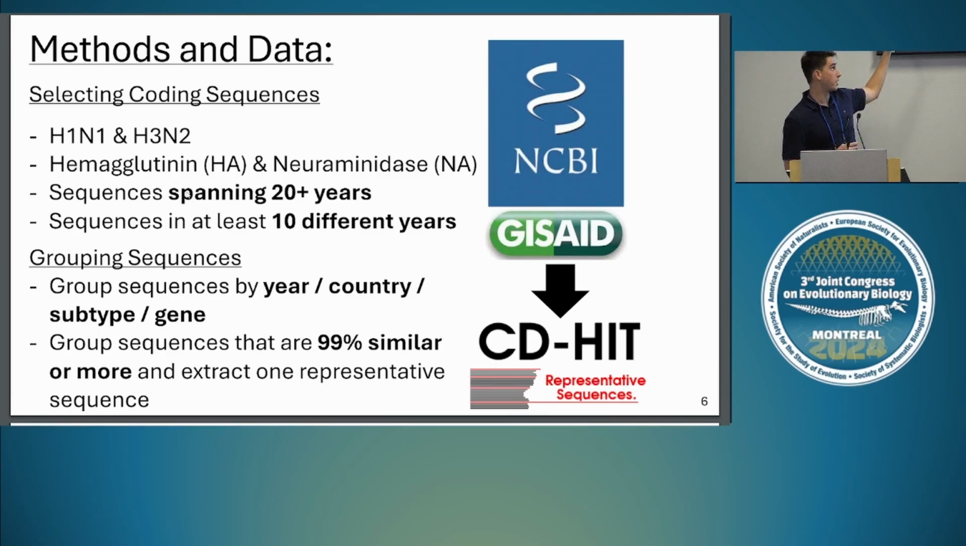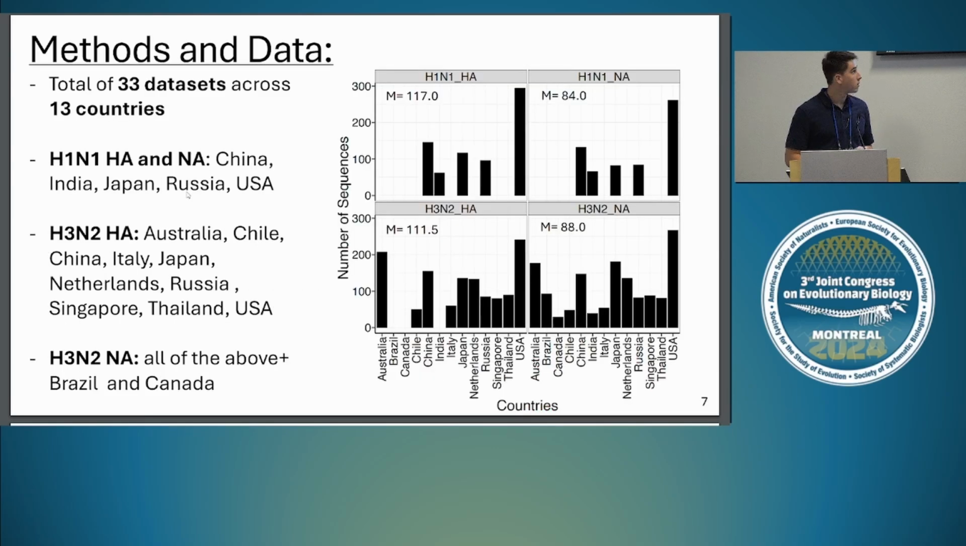After this, we split our data set by year, country, subtype, and gene. Because it's pretty computationally intensive to construct a phylogenetic tree, we needed to reduce our data set because we had a lot of sequences for some countries. So we grouped sequences that were 99% similar or more, and then extracted one representative sequence using CD-HIT. That's the data set we had after doing this.